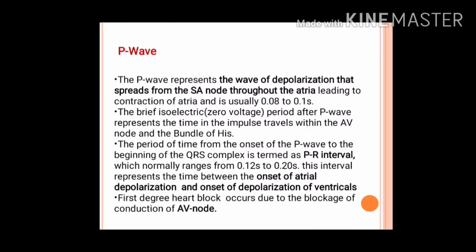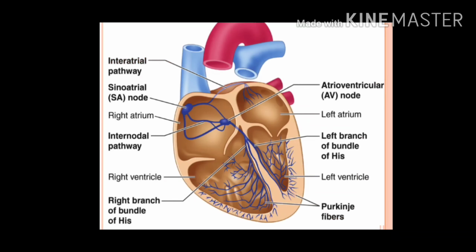So P wave is basically the depolarization of the atria, and that is developed due to the electrical signal that is developed at the SA node, and then it is traveling downwards, which is also initiating ventricular depolarization. And this PR interval is nothing but the interval between the onset of atrial depolarization and onset of depolarization of ventricles. The first degree of heart block occurs due to the blockage of conduction of the AV node. So if you see, the electrical conduction travels from SA node to AV node.